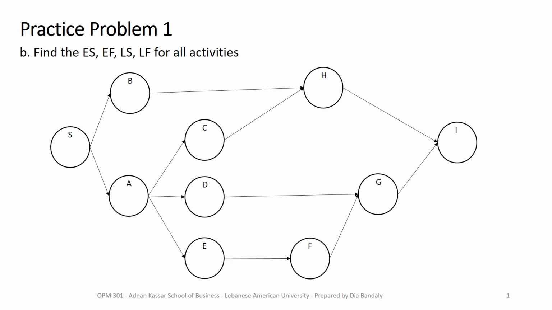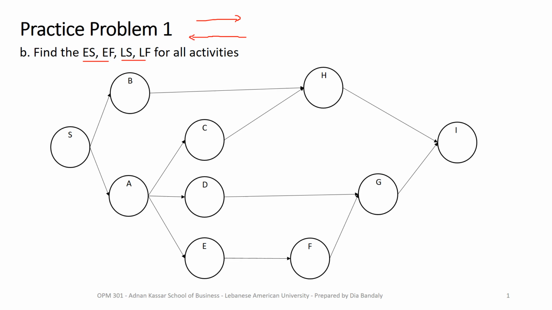Okay, in this question, we are asked to find the early start, early finish, late start, and late finish of every activity. As we learned in previous lesson videos, we do this by doing a forward pass. Pass means a series of calculations where we go from left to right, and doing that we find the early start and early finish of every activity. Then to find the late start and late finish, we do the calculation backward, and we call that the backward pass.